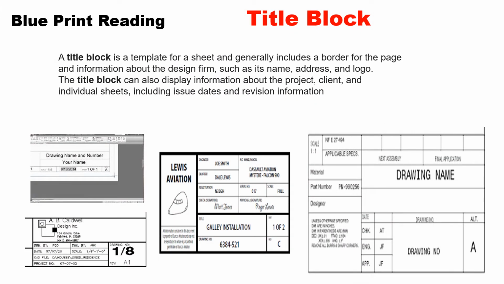Okay, welcome back. Today we're going to talk about title blocks and blueprints and drawings and what they're for. So it's basically a template for a sheet and generally includes a border for the page and information about the design firm, such as its name, address, and a logo perhaps. The title block can also display information about the project, the client, and the individual sheets, including issue dates and revision information.